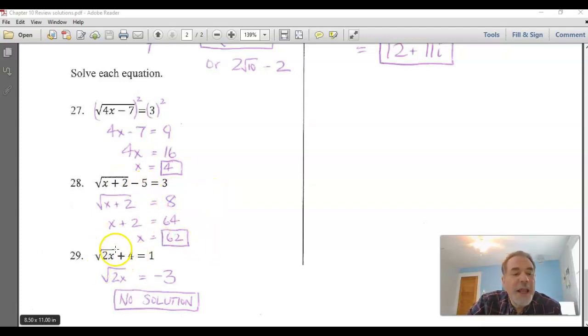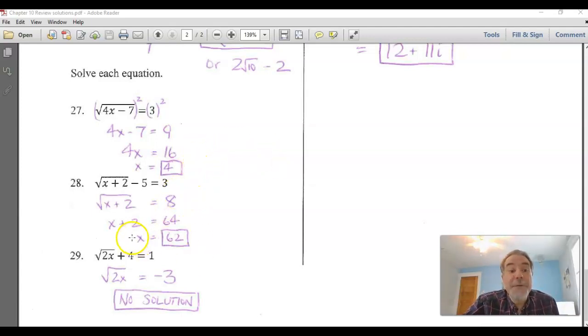With number 29, again, isolate the radical. So get rid of the plus 4 part that's not under the square root sign by subtracting 4 on both sides. And then I notice that this says the square root of 2x equals negative 3, which can't happen. You can't have a square root equal to a negative. So right there we can say no solution.